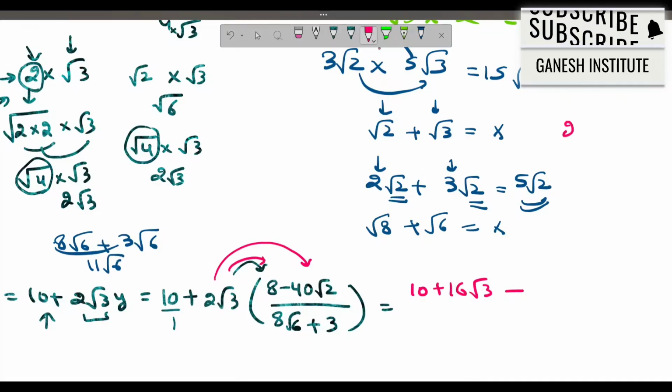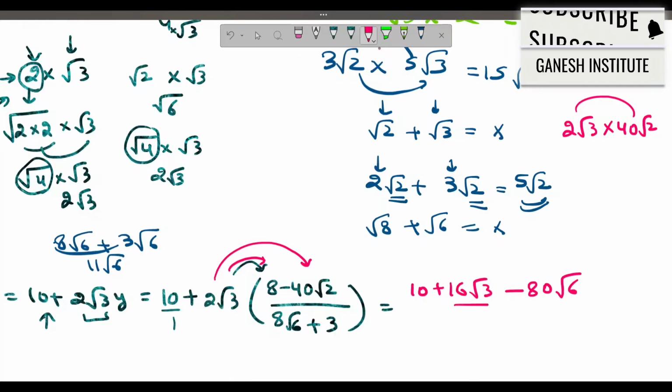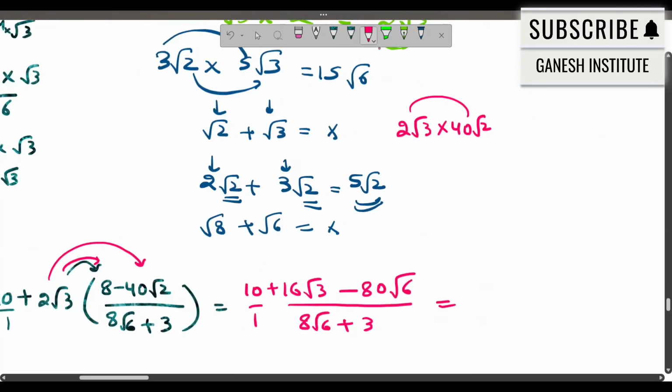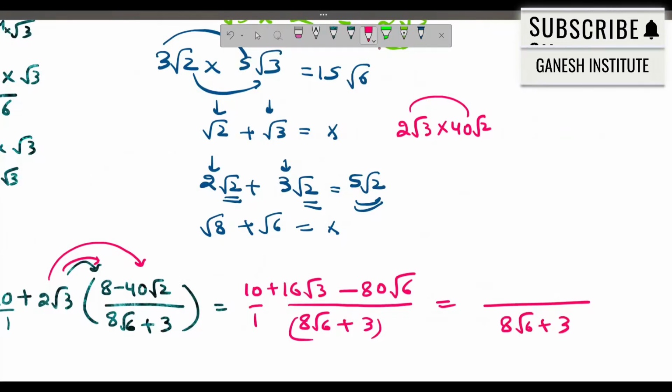Hold on, what are you doing? 2 root 3 into 40 root 2. Oh, multiply. So that would be 80 root 6. Negative 80 root 6. Perfect. And then this is here in the denominator. Now I'll take LCM. So LCM would be this number. And then what happens? You will cross multiply. You will be having this number with 10, right?